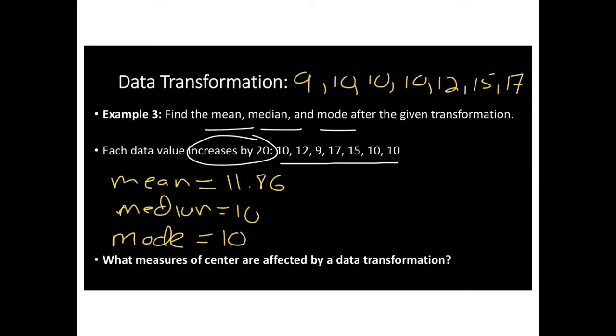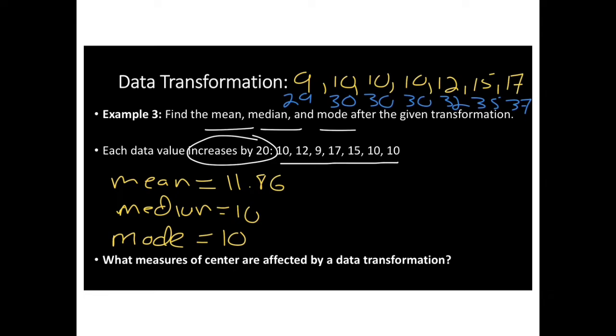All right, now I'm going to take all the numbers and add 20 to each one, and then we're going to recalculate all this stuff. So instead of 9, we're going to have 29, and we're going to have 30, 30, 30, 32, 35, and 37. Okay, now we've increased everything by 20, we're going to recalculate the mean, median, and the mode, starting with the mean.